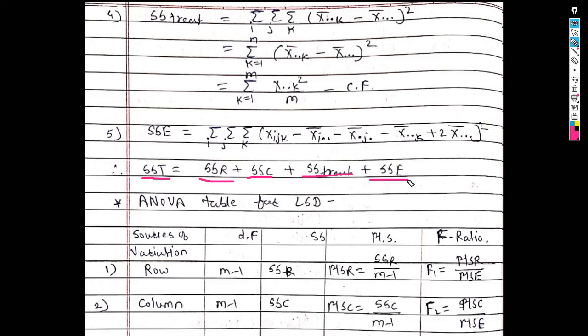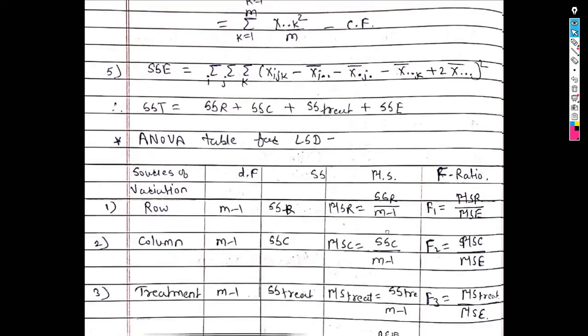So when we solve an example, we find only these 4 terms. So with the help of this equation, we get our 5th term. Suppose we find SSR, SSC, SS treatment and SS total. So with the help of this theorem, we get SS error. There is no need to calculate SSE directly. We can calculate it with the help of this equation. So this is about sum of squares.